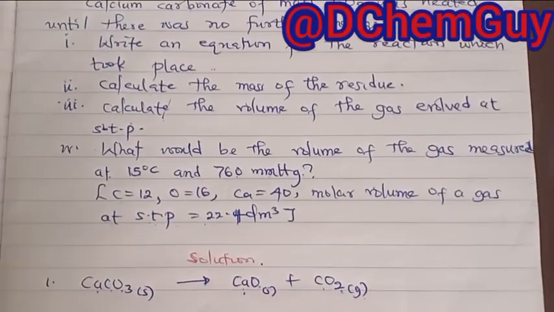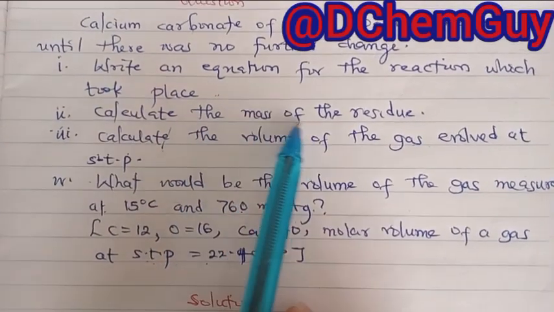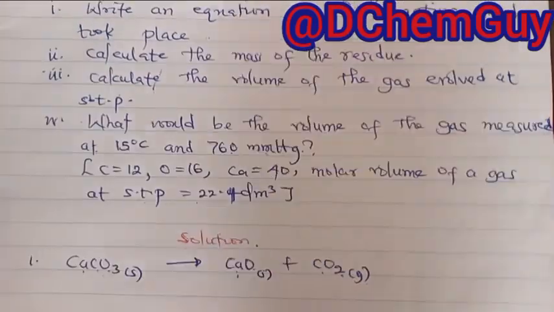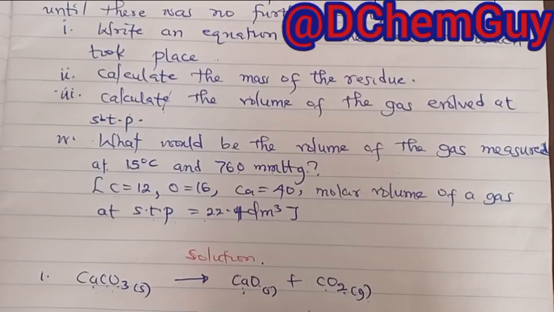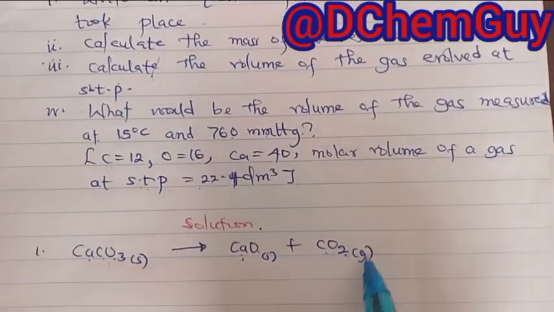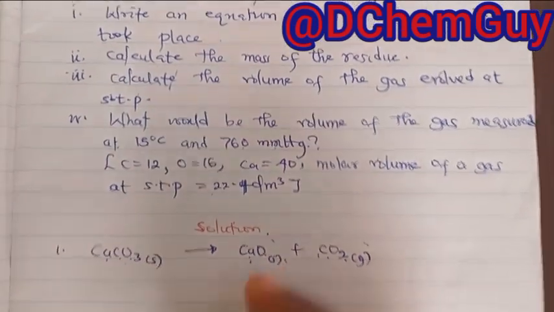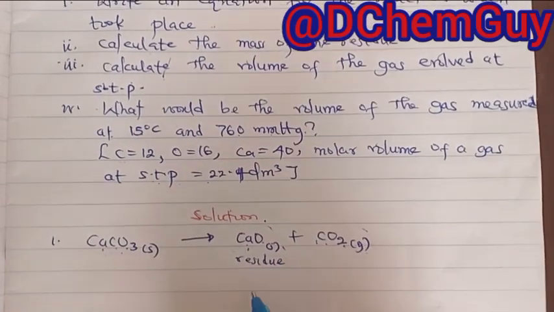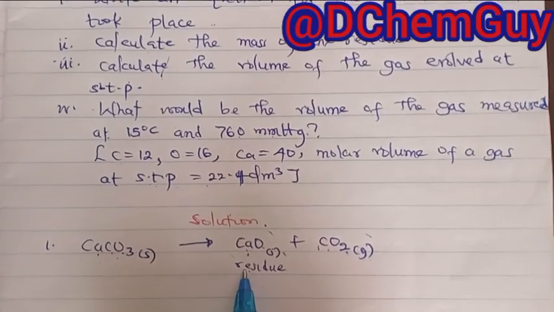Now, the next question: we are to calculate the mass of the residue. This reaction is a decomposition reaction. So when you are heating it on an evaporating dish, the CO2 gas will escape while you'll be left with this. So this is our residue: the quick lime or burnt lime, that's calcium oxide.